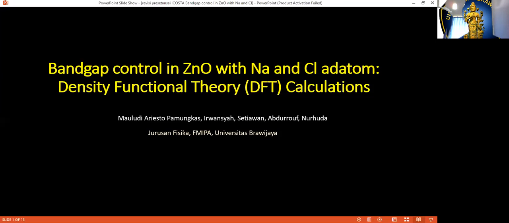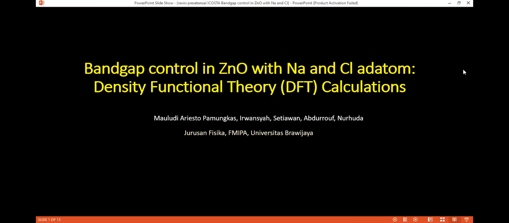Ongoing research regarding band gap control in zinc oxide with sodium chloride adatom density functional theory calculation.